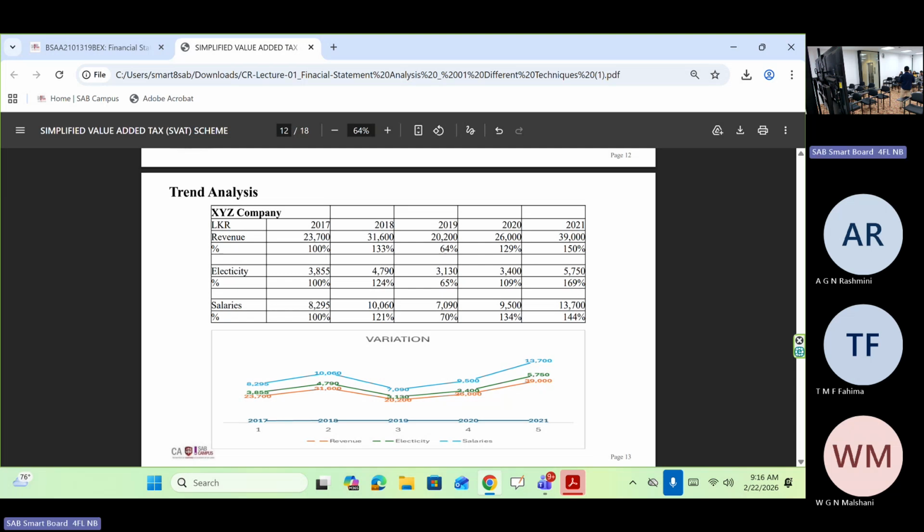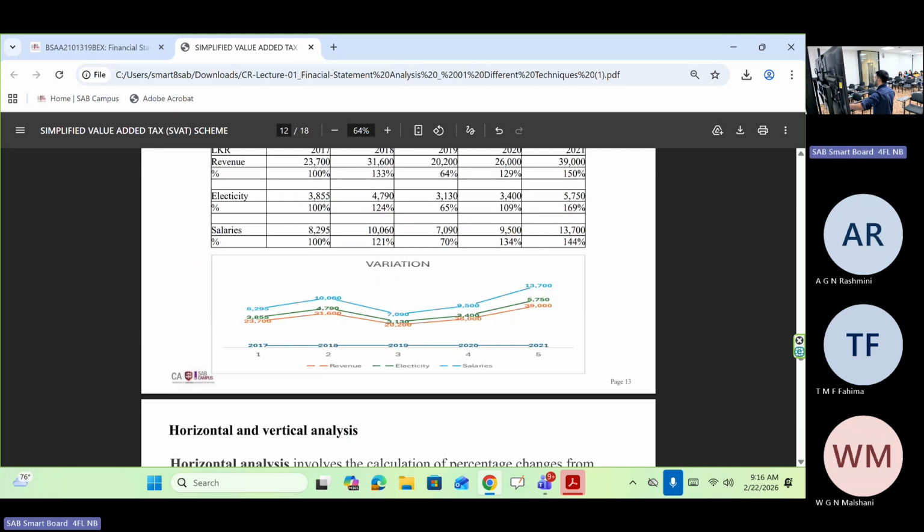What is your expectation? Electricity should go in line with revenue. If we are not getting that relationship, there may be electricity leakage. So electricity increasing maybe 30%, your revenue increasing only 15%. There's an issue, right? Then and there you can understand the concern, maybe the problem. That's what we are doing under trend analysis.